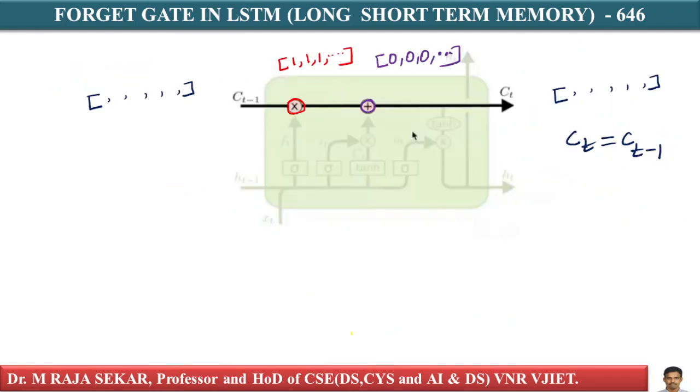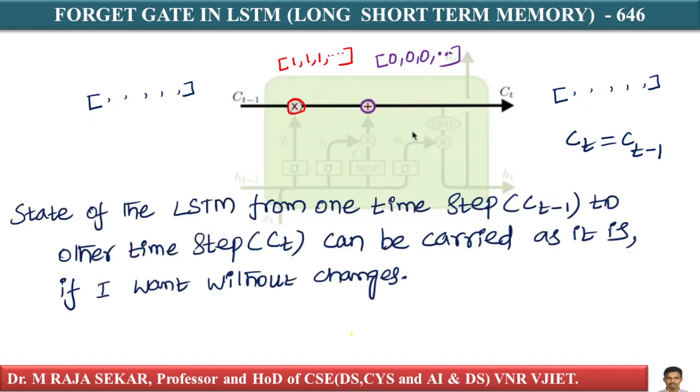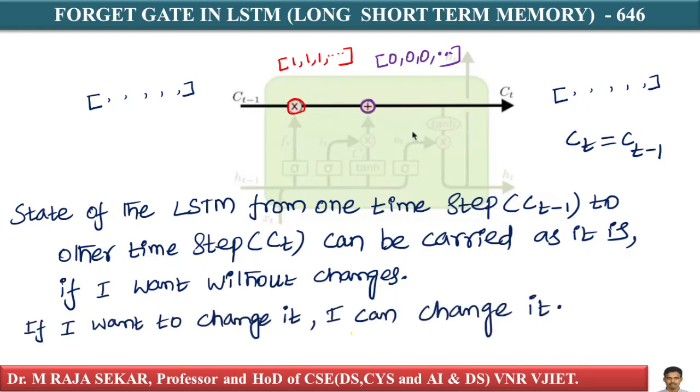Anyway, let me come back to the original discussion. LSTM. So what's happening here? The state of the LSTM from one time step to another, from CT minus 1 to CT, can be carried as is if I want. That's important. If I want, without changes. If I want to change it, I can change it, isn't it?